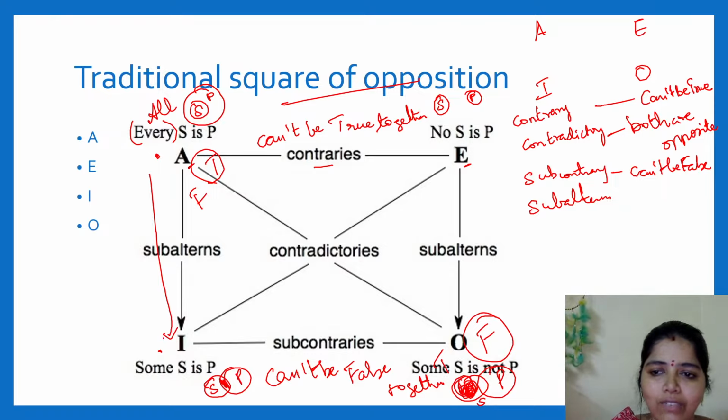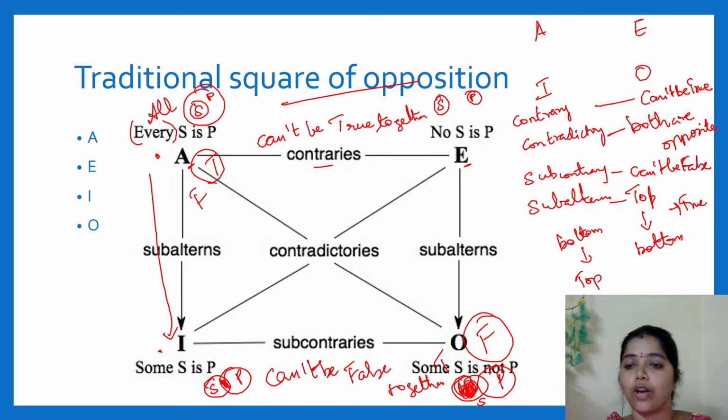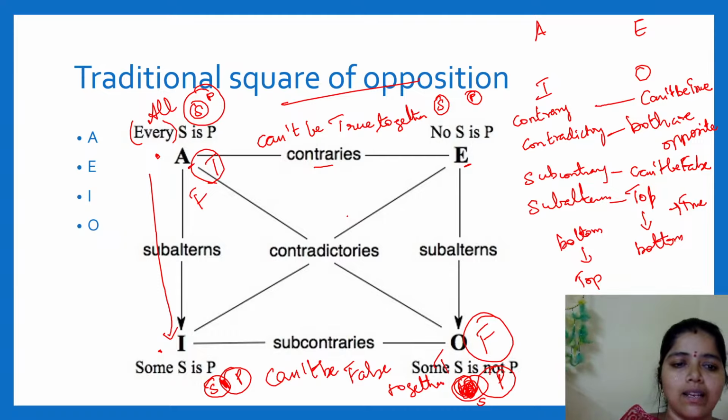And that we call as what? Subaltern. From top to bottom it will be true, and from bottom to top it will be false. This is a very, very basic level of understanding of square of opposition. Is it clear now?